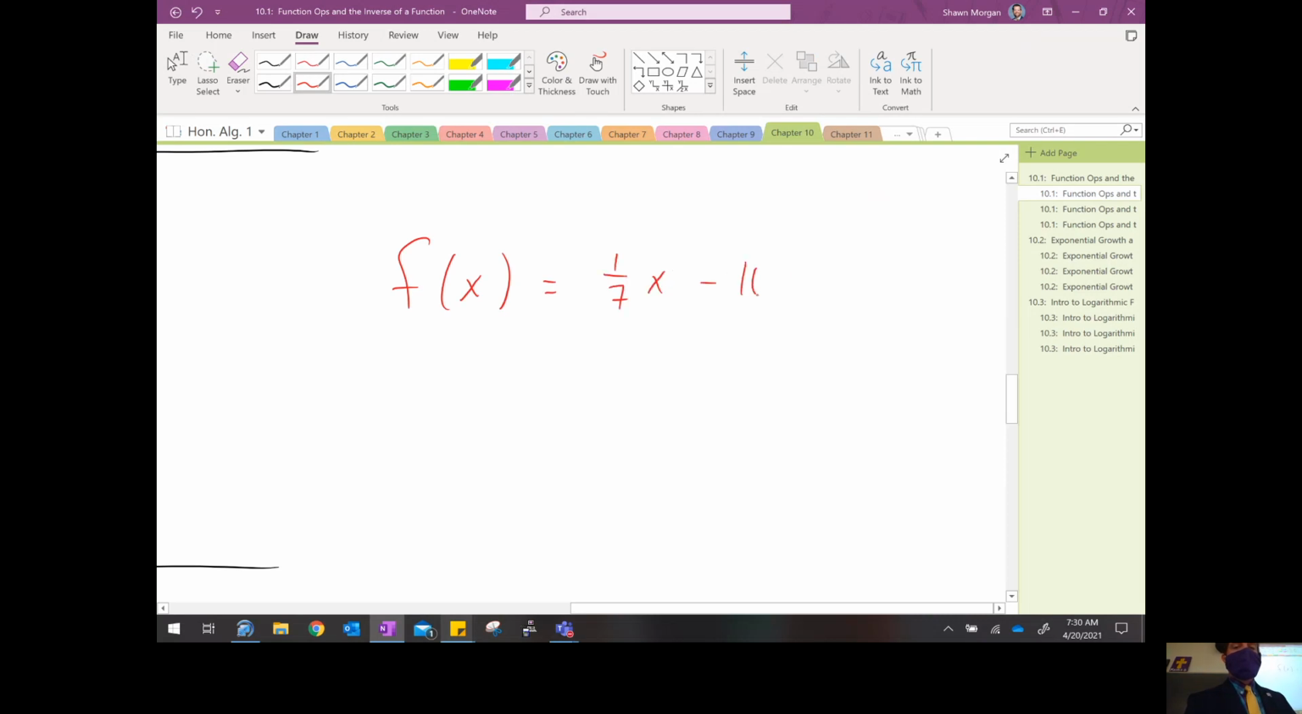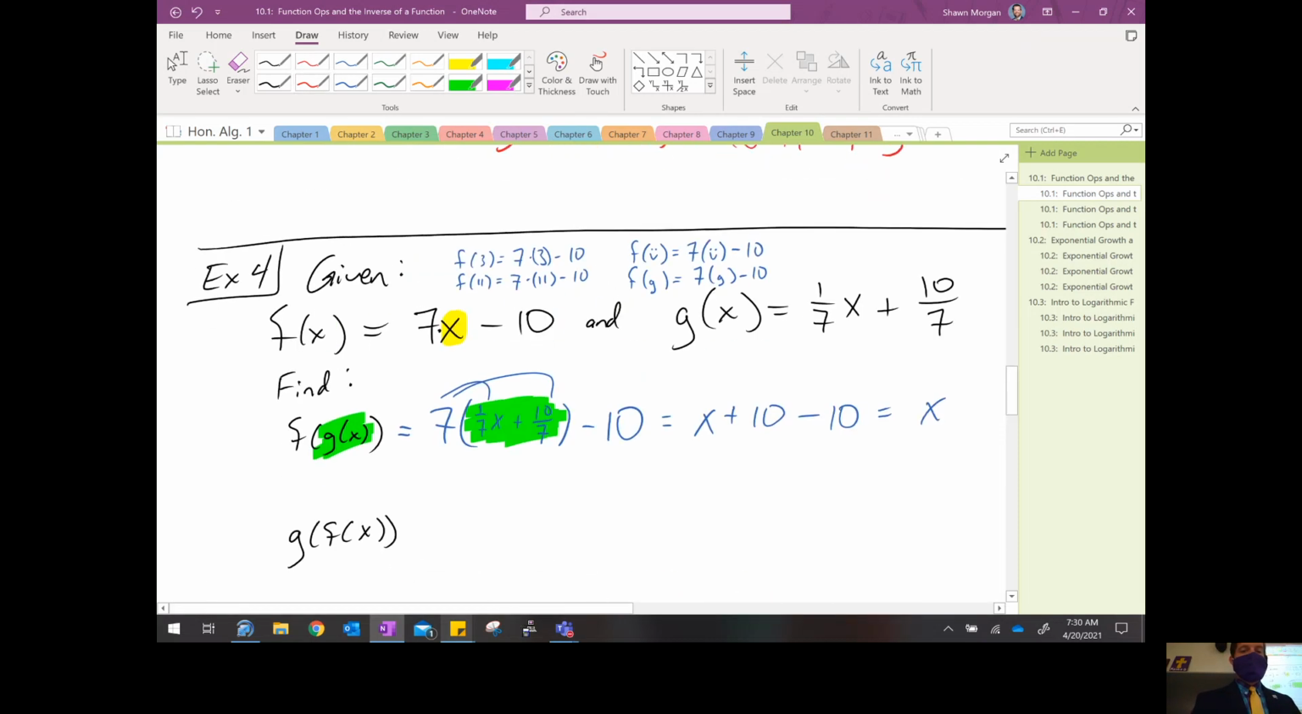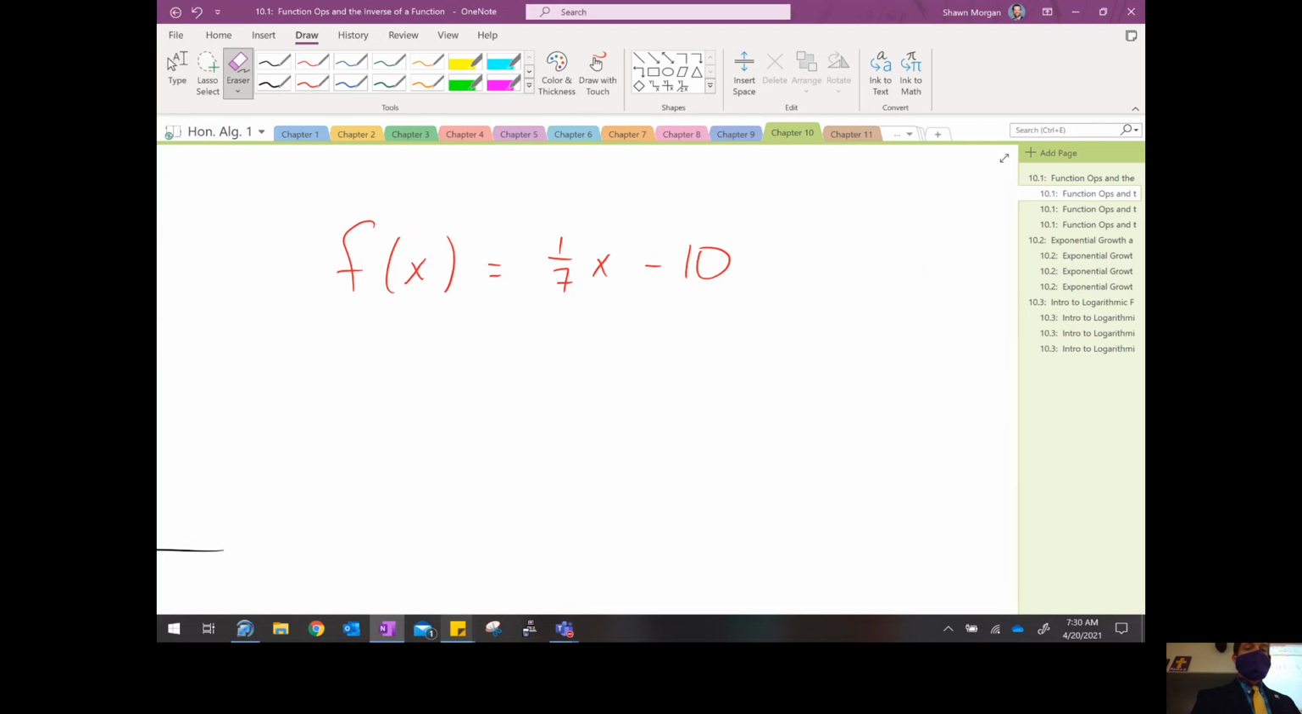Let's just say f(x) equals 7x minus 10. I can't remember, what is it? 7x minus 10. Good grief. Y'all see how bad my memory is all of a sudden? 7x minus 10. Okay, so there's three things.